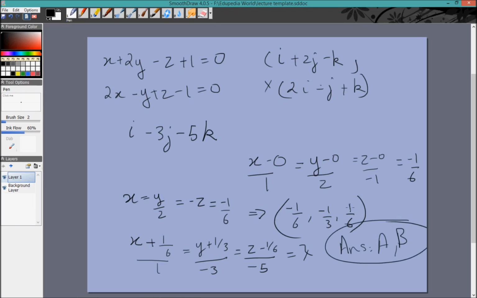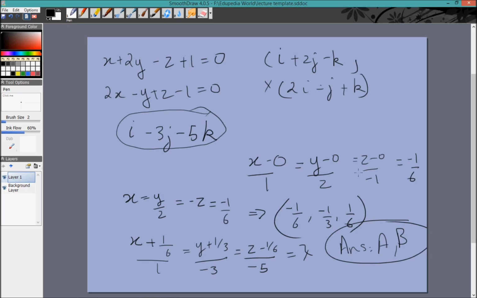Once again I repeat what we did. We took the normal to these two planes. We found out the vector perpendicular to both these normals, which is this vector. So we know that the line is along this vector. Right, and we know that the foot of the perpendicular from the origin to this plane is part of that line.